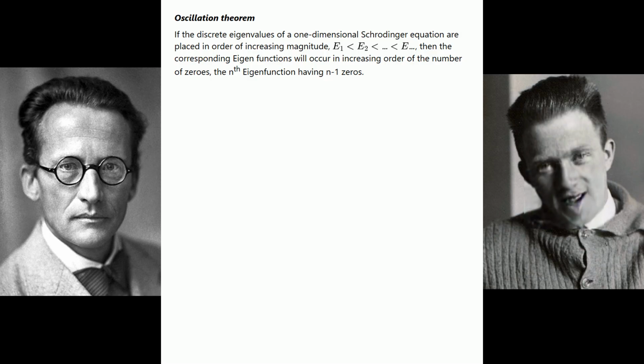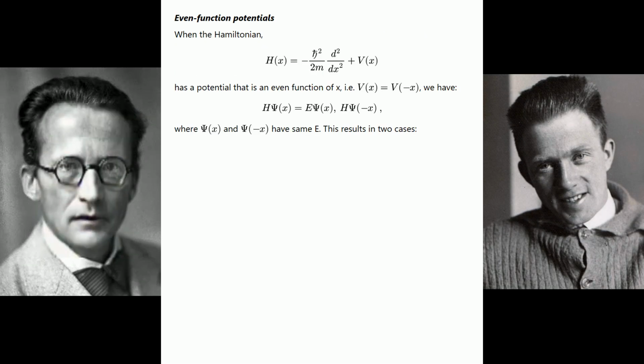Then the corresponding eigenfunctions will occur in increasing order of the number of zeros, the nth eigenfunction having n-1 zeros. Even function potentials. When the Hamiltonian, see the equation, has a potential that is an even function of x, i.e. V(x) = V(-x), we have, see the equation, where ψ(x) and ψ(-x) have the same E. This results in two cases.